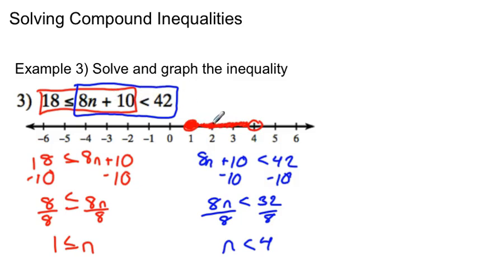We can check that by substituting back in. If I replace the n with a 2, I would have 18 is less than or equal to, well, 2 times 8 is 16. 16 plus 10 is 26. And I can see that this is true. 18 is less than 26, and 26 is less than 42. So all of this checks out.